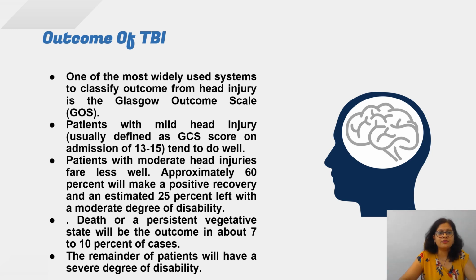One of the most widely used scales to classify outcome from head injury is the Glasgow Outcome Scale, that is called GOS. Patients with mild head injury, usually defined as a GCS score on admission of 13 to 15, tend to do well. Then patients with moderate head injury fare less well. Approximately 60% will make a positive recovery and an estimated 25% are left with a moderate degree of disability. Death or a persistent vegetative state will be the outcome in about 7 to 10% of cases. The remainder of patients will have a severe degree of disability.